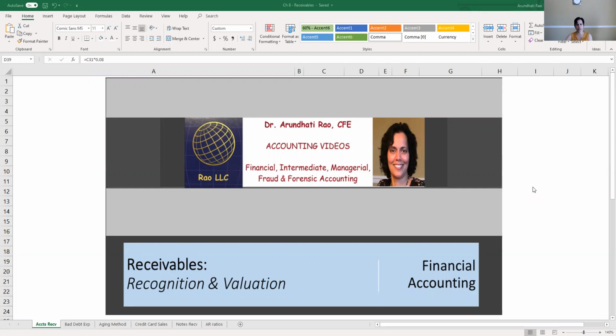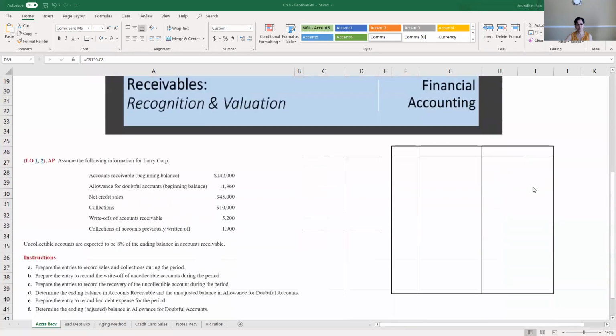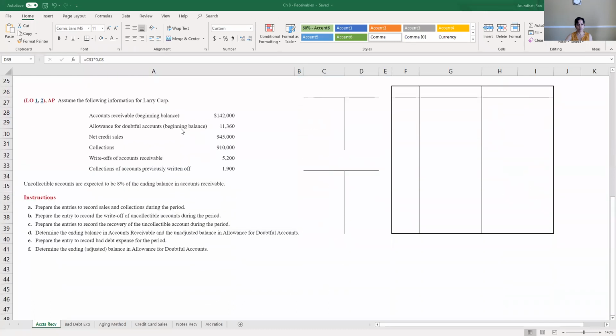In this series, we're going to talk about accounts receivable, how we establish the receivables in our books, how we value it at the end of a period, and the various transactions that could result in increasing or decreasing accounts receivable in our books throughout the year. So let's work through an exercise and see what we have here.